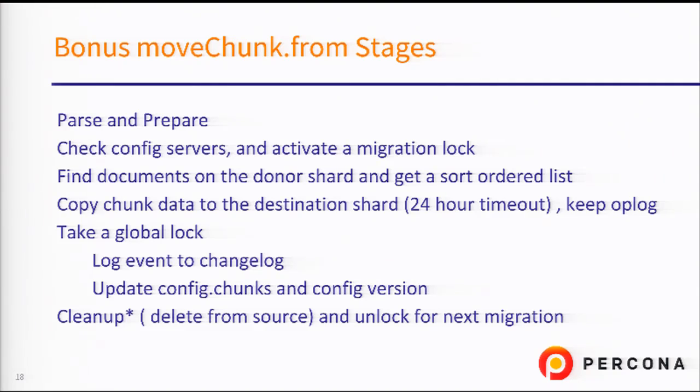At this point, there's been no change to the config servers themselves. When that process is done, it will take a global lock on the config servers, and it will change the changelog, and it will update the chunk. At that point, it also updates the version. It's called a config version, which is exposed a little bit more in 3.2 than it was previously. And that will tell the mongos's that they need to get a new copy of the map so that they now know where it lives.